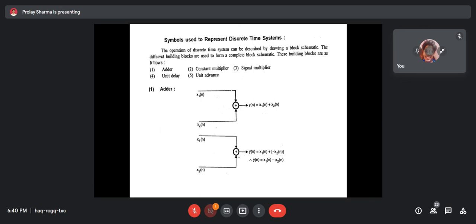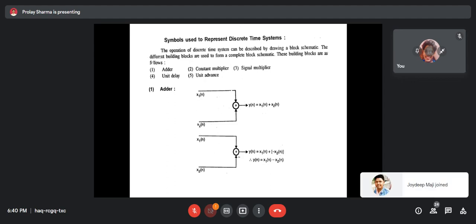The symbols used to represent a discrete system. At the beginning of this class, I said that the digital system is easily implementable. A finite number of components are there by which we can represent and produce any kind of operation. First is the adder, that means addition.